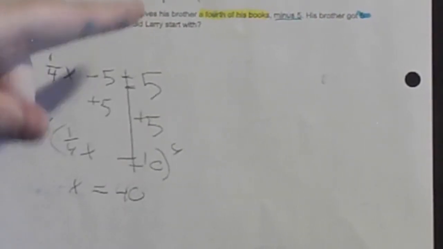So 40 is the answer to x, and the x was the thing we didn't know, which is how many books Larry started with. So Larry started with 40.